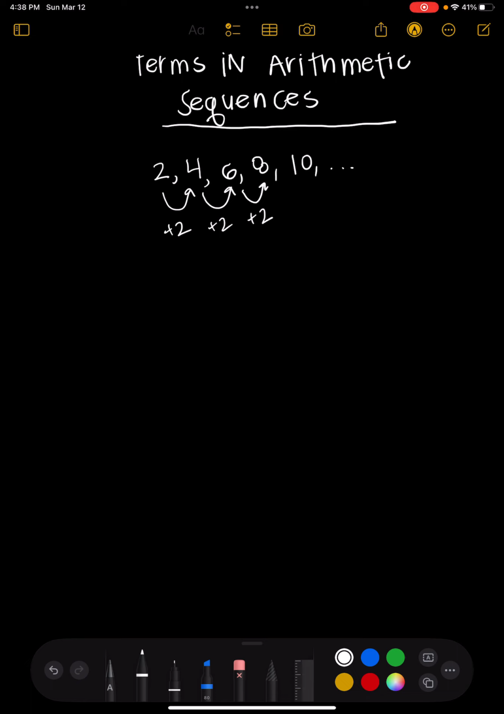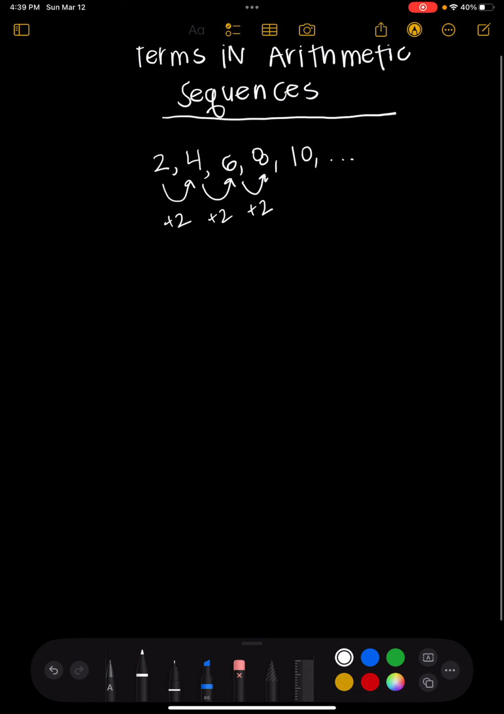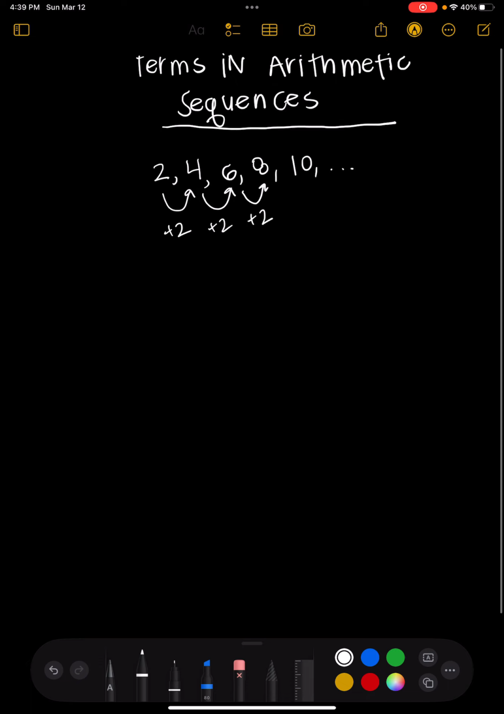So in this self-check, we're going to determine if a sequence is arithmetic or not, and then find the common difference, which is what it's adding every time or what it's subtracting every time. And then we're also going to find certain terms in the sequence. So let me give you one other thing and then we'll start the examples. And this thing that I want to talk to you about is the formula.